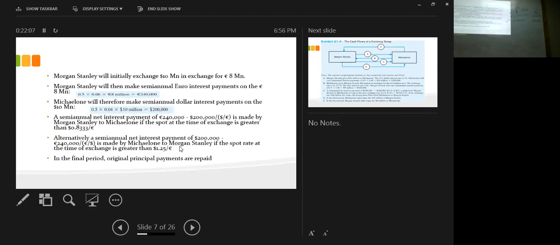Right, exactly. So Morgan Stanley will have to pay more if the rate is greater. That means if the dollar depreciates against the euro. Anything higher than 0.833 would cause this to be less. So just check how much euro this would be if the rate is 0.9. If the rate is 0.9, how much euro would this be? Can anybody tell me?